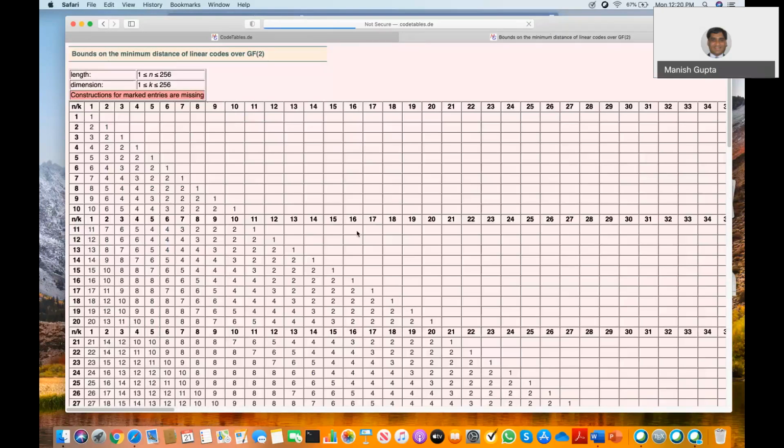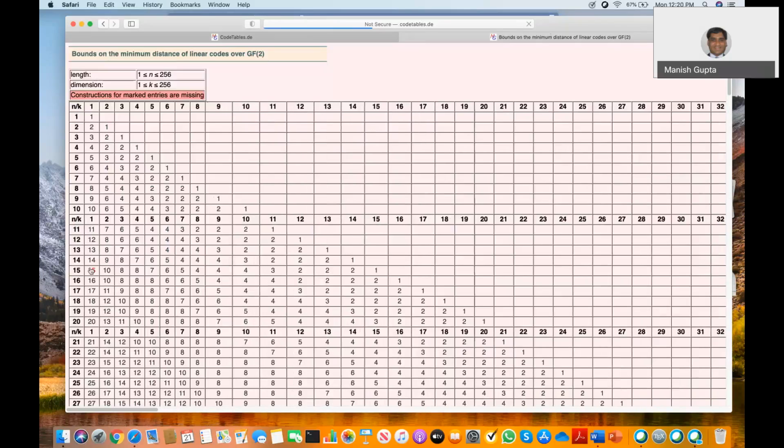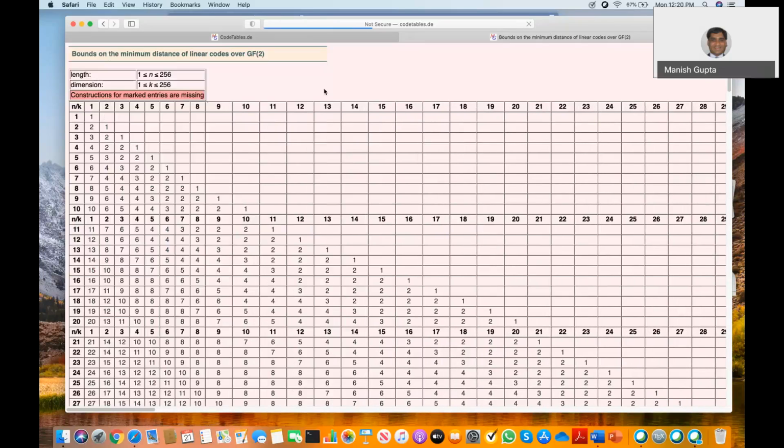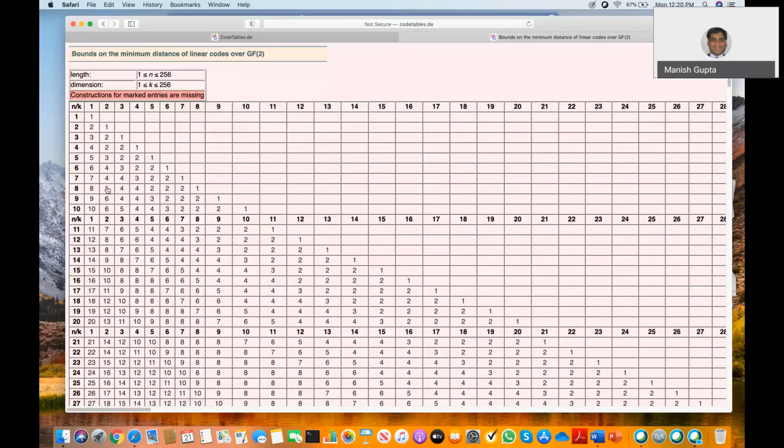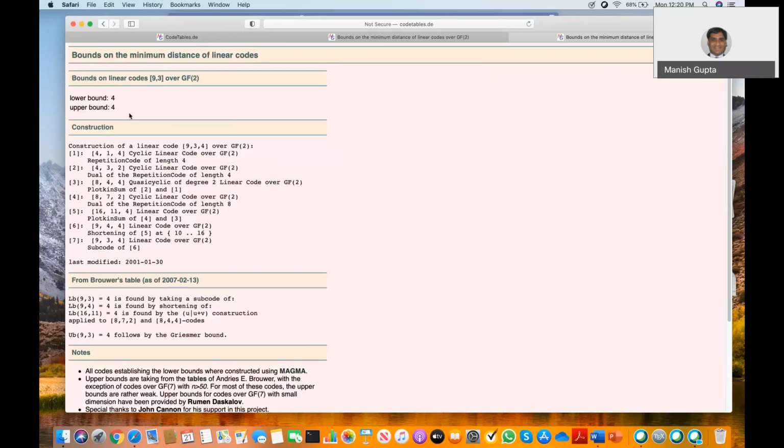So this table is for length up to 256 and dimension up to 256. On the left hand side the length is given, on the right hand side the dimension is given, right? So if you look at length 9 and dimension 3, you can see that the maximum distance possible is 4. If you click here, you can see that the lower bound and upper bound are both 4, so this code is optimal. So for 9, 3, the distance is 4.